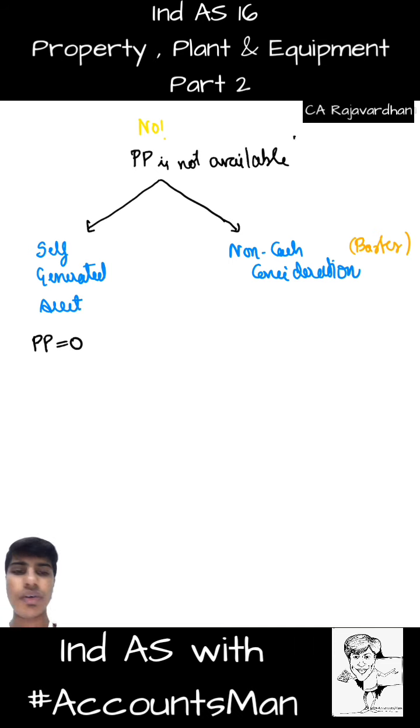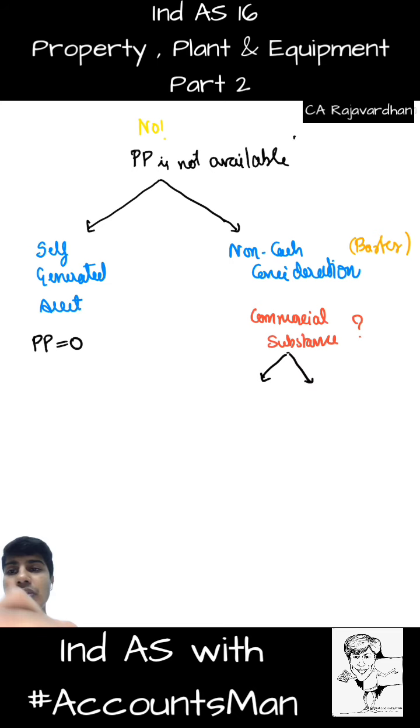So we need to ask certain questions to ourselves here. The first and foremost question that we need to ask ourselves is whether there is commercial substance. Is there a commercial substance? So there are two possible answers when we ask this question. The first one is yes, and the second is no. Whenever there is commercial substance, it will become a transaction. Whenever there is no commercial substance, then what will happen? It will not affect our PPE.